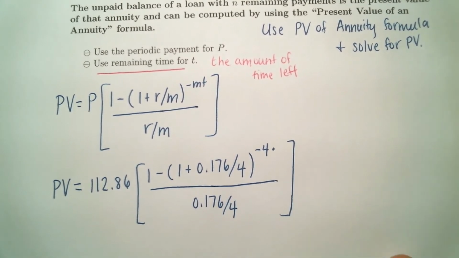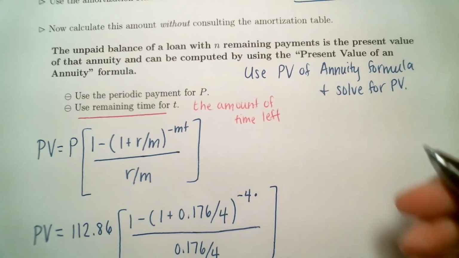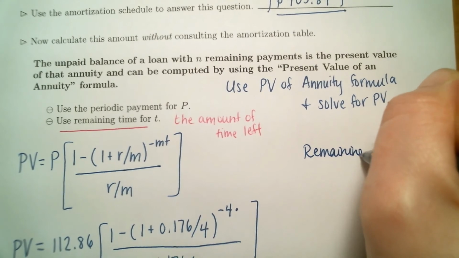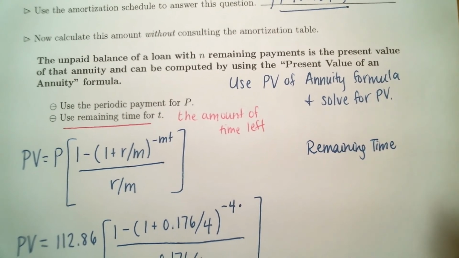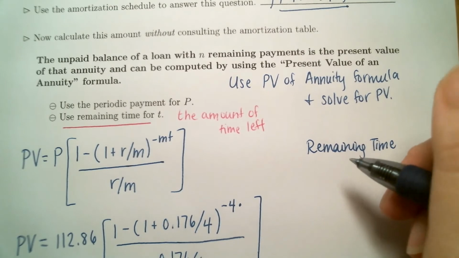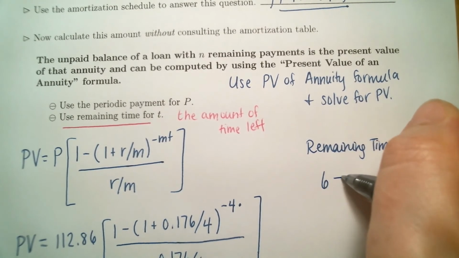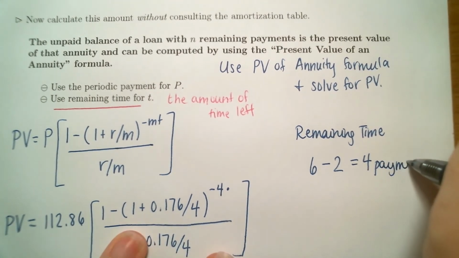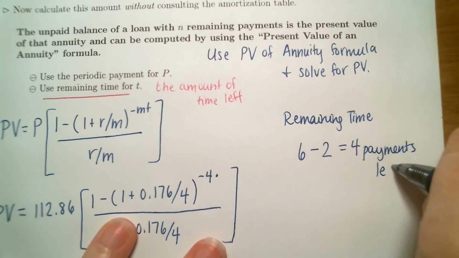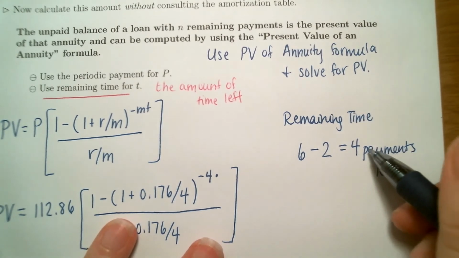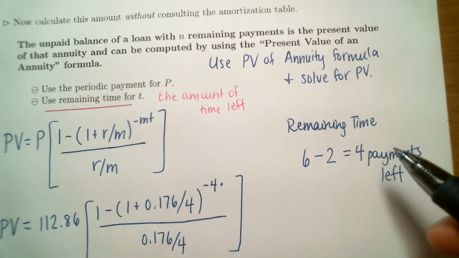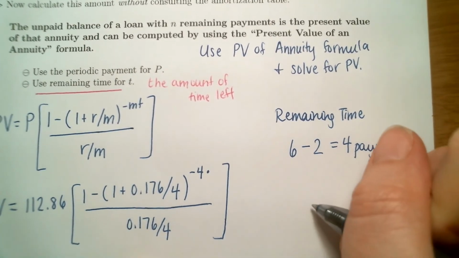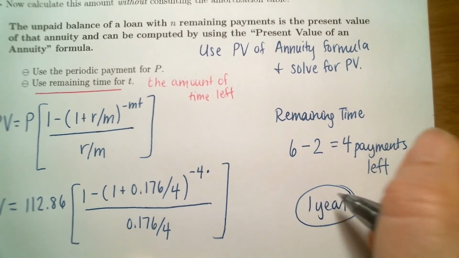So let me go out to the side and let's figure out remaining time. Let's see. I had 6 payments total. I made 2. So that's 4 payments left. So how much time is that? Remember, these are quarterly payments. So if you have 4 quarterly payments left, that's a time frame of 1 year that's left.